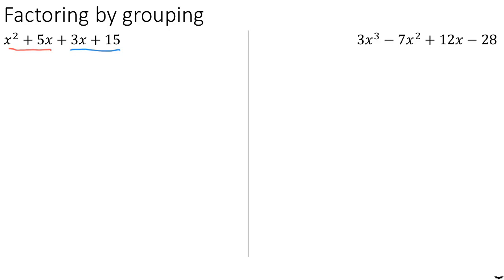Looking at the left-hand terms, we have an x squared and we have a 5x. So that leaves us with an x in common between those. Let's factor it out. That's going to be x parentheses x plus 5. Now looking at the right-hand terms, 3x plus 15, we have a 3 in common that we can factor out. So let's do that. Plus 3 parentheses x plus 5.